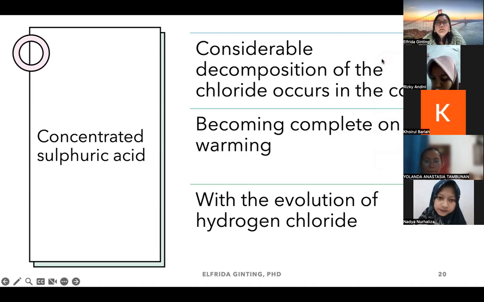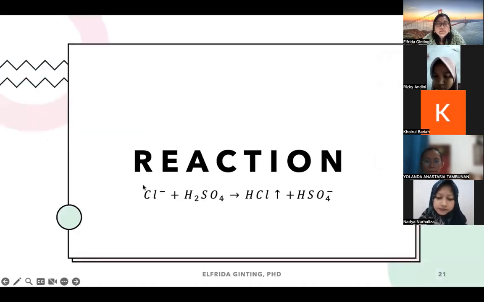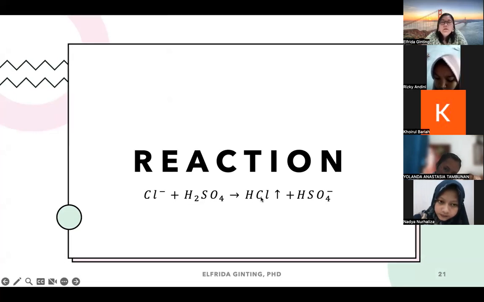Okay, so this is the reaction. Chloride, you mix it with sulfuric acid, and then you warm it up. Then the hydrogen chloride gas will be formed, will be evolved, and the hydrogen sulfate will be in the solution, since this is in the ion form.